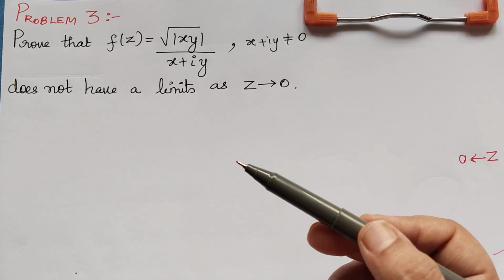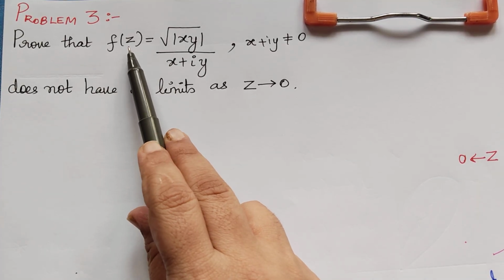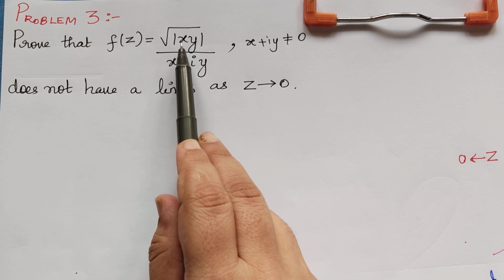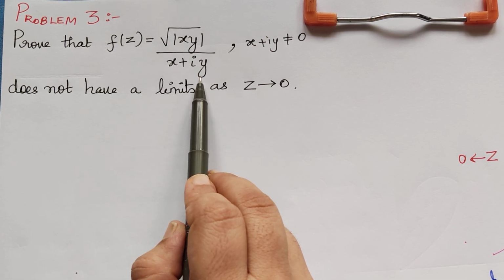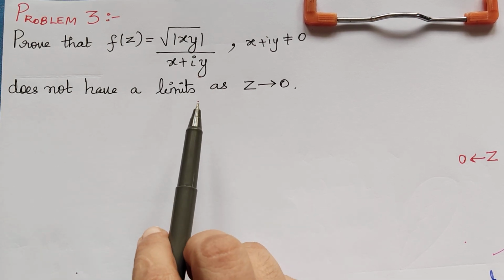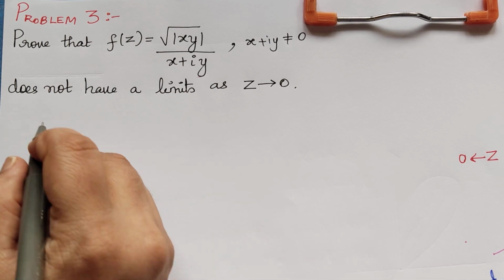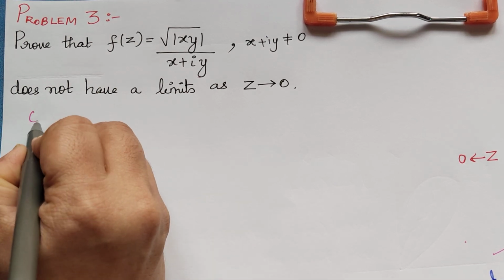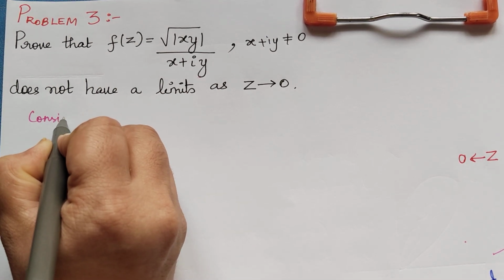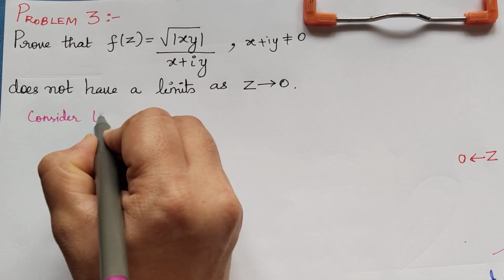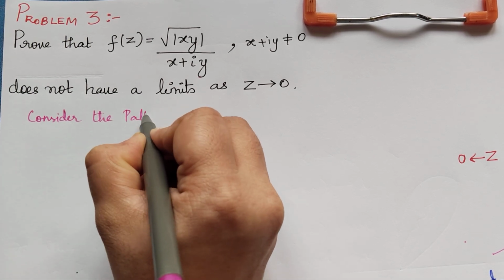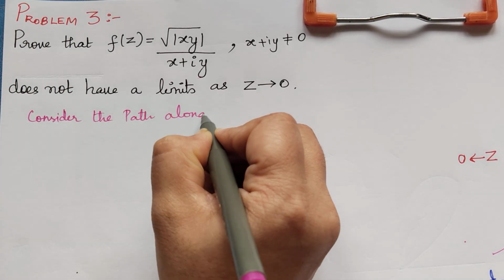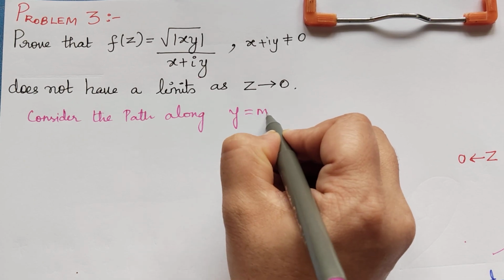Now here we have problem 3. In order to prove that this f of z equal to square root of modulus of xy divided by x plus iy does not have a limit, let us consider a path. So let us consider the straight line. So consider the path along the straight line y is equal to mx.